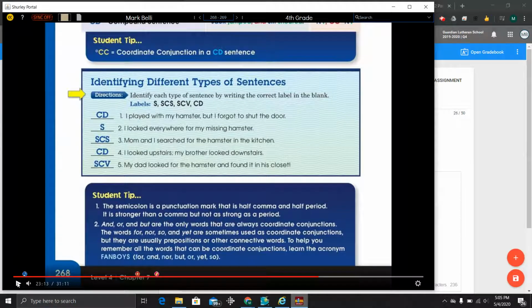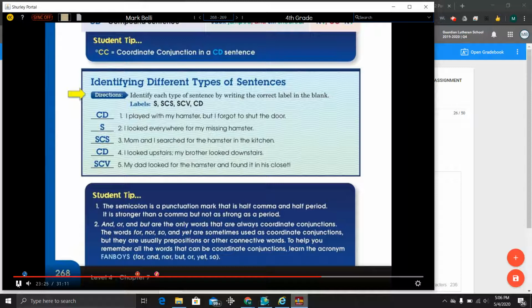Okay, so here is chapter 7, lesson 2, day 2, and segment 2. Here we go. Talking about identifying different types of sentences. Use the light blue box to identify different types of sentences. Directions: Identify each type of sentence by writing the correct label in the blank.